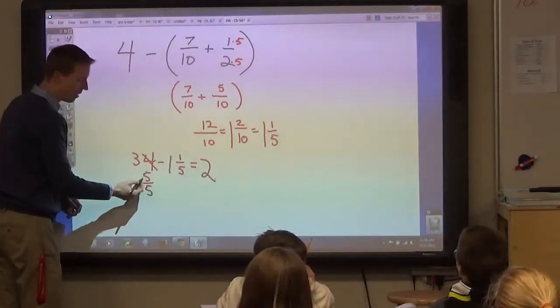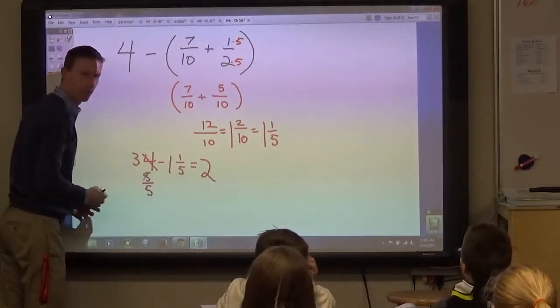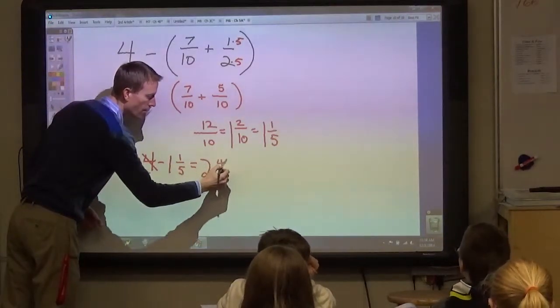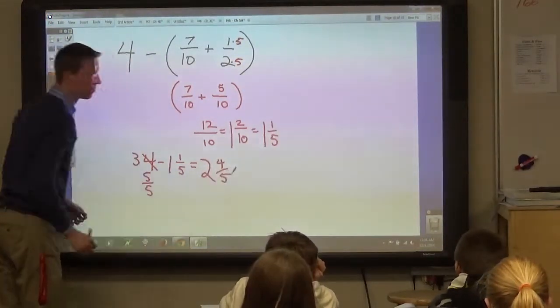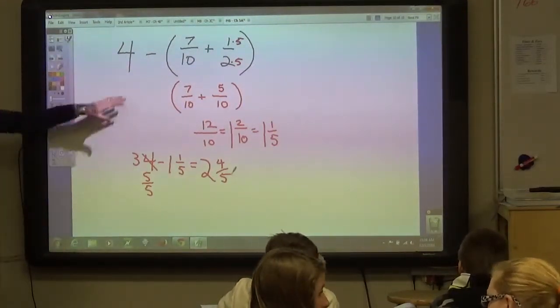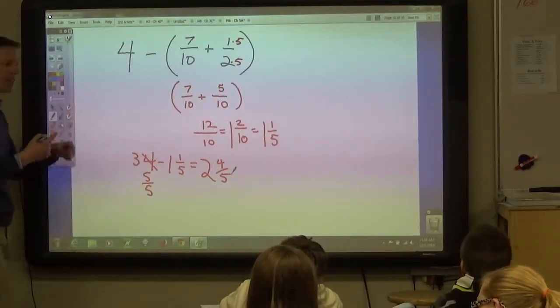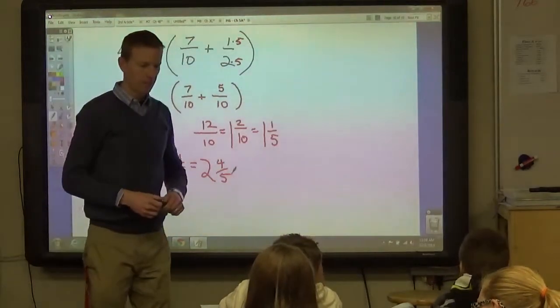2. And take away 1 piece from the fifths. And we have 4/5. 2 and 4/5. So there's a number of steps to this, isn't there? But we're applying everything that we've talked about. Okay.